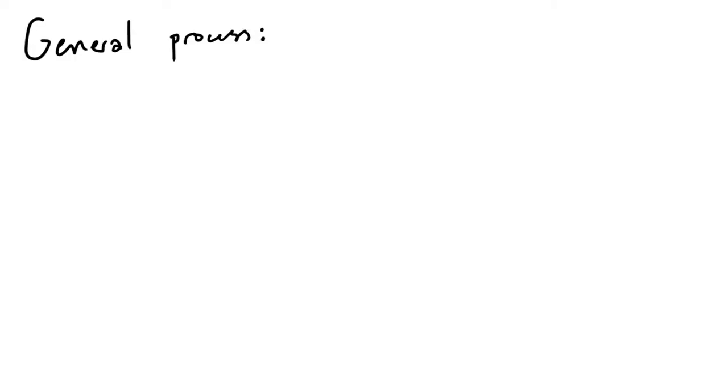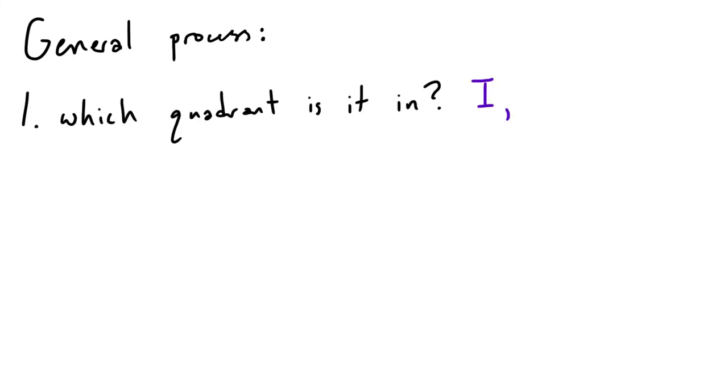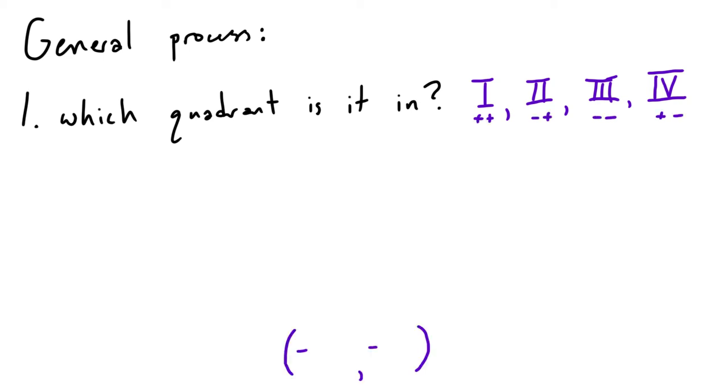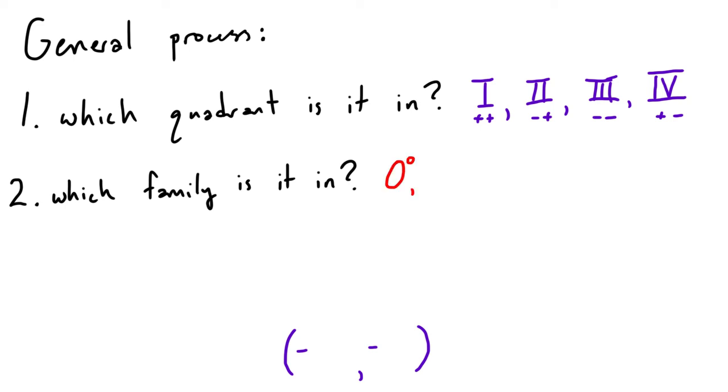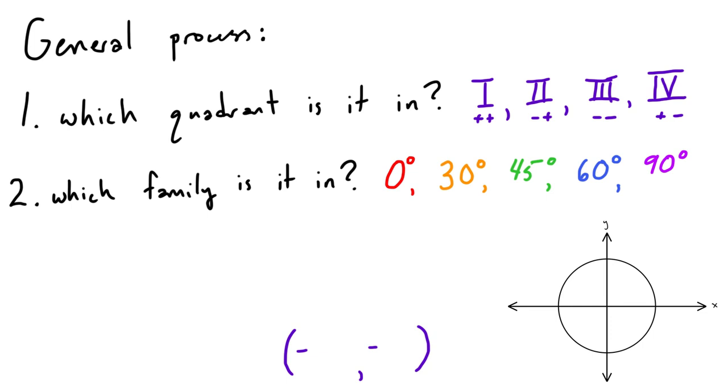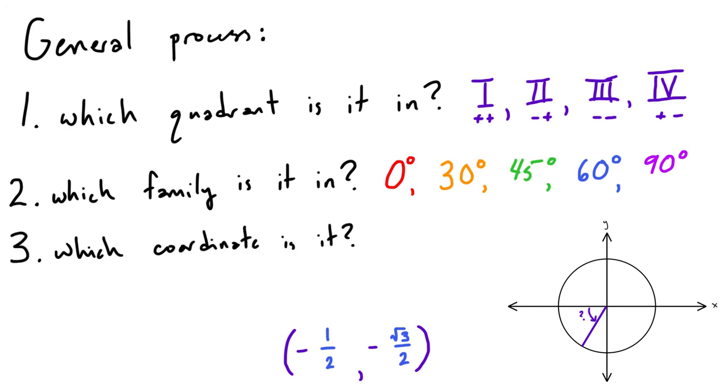So, the general process for finding a trig function of a unit circle angle starts by asking what quadrant is it in, 1, 2, 3, or 4. This will determine the positivity or negativity of the coordinates that we're after. Second, we ask which family is it in, 0 degree, 30 degree, 45 degree, 60 degree, or 90 degree. That will tell us how far off the x-axis our angle is, as well as the numerical values of its cosine and sine. Finally, all that's left to ask is which coordinate is it? Using the relationships x equals cosine and y equals sine, we can pick off the correct coordinate for our final answer.